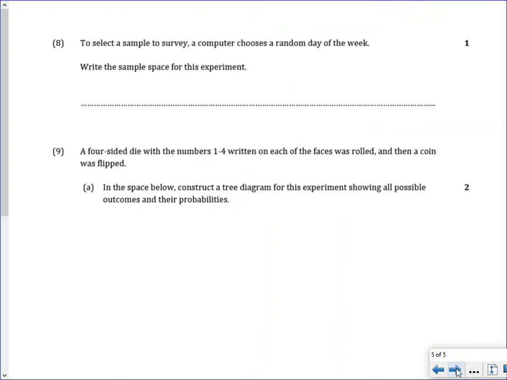And going on to this final page, first of all, this fairly simple one. We have a survey where computers need to choose a random day of the week, so list the sample space. Well, what the sample space means is what are the possible outcomes? If you're choosing a random day of the week, this could be Monday, Tuesday, Wednesday, Thursday, Friday, Saturday, Sunday. I don't need to write the whole word. You just really need to show that you understand what sample space is. It's not a particularly hard question at all. If you don't know what sample space is, you've got an issue.